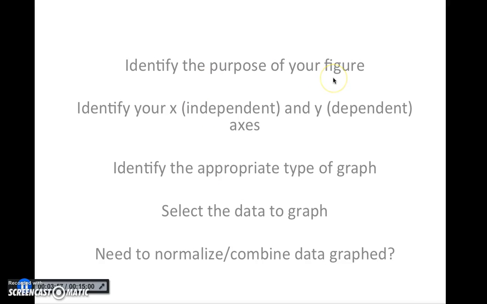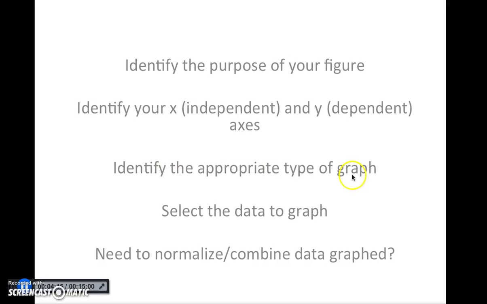All right, so let's go through our questions. Identify the purpose of my figure. Here I want to say which food is the healthiest to support fish survival, right? So what's going to be my independent variable? That's going to be type of fish food. My dependent variable or y-axis will be survival.